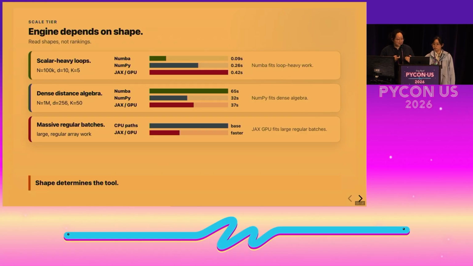And in the second row, the shape changes. With larger dimensions and more clusters, the distance computation becomes dense algebra. The BLAS libraries that back NumPy are highly optimized for this kind of work. That is why NumPy can beat Numba here.